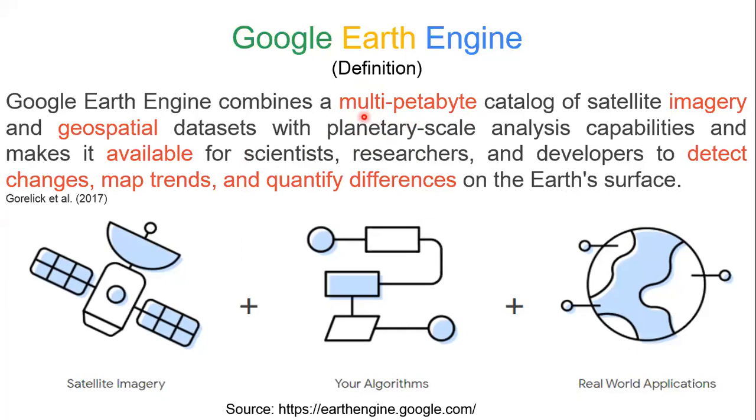Anyone has heard about the 1 GB pen drive, 1 TB, then it is 1 GB. After 1 GB, 1000 GB combined become 1 PT, that is petabyte. So the Google Earth Engine platform has petabytes, like 5 to 7 or more than that, of data sets, which consist of satellite imaging and some geospatial data sets like vector data with planetary scale analysis.